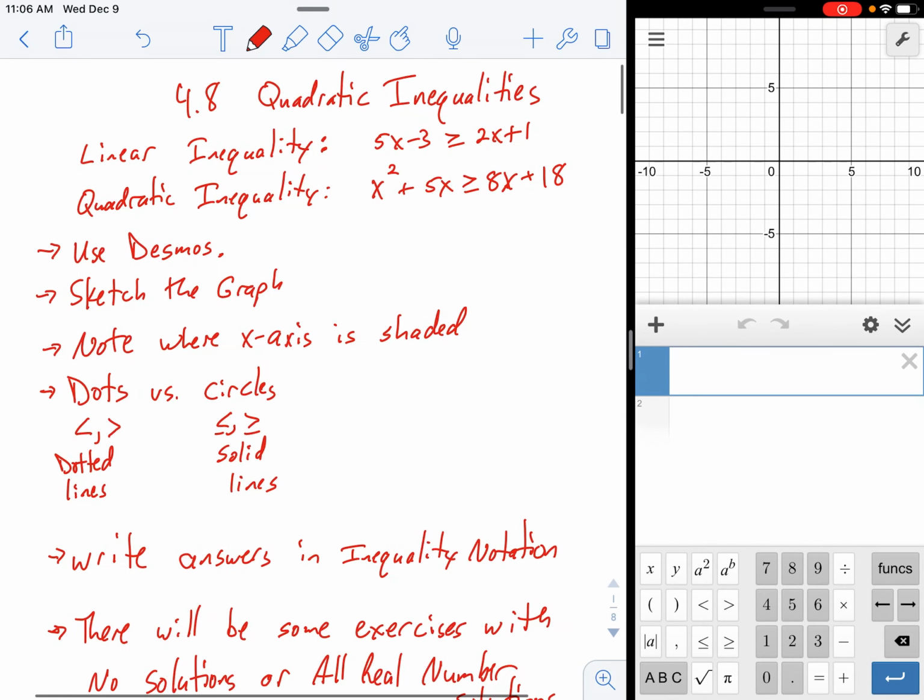Okay, everyone. Next lesson and last lesson of this week before Christmas break. So we are doing the topic quadratic inequalities.